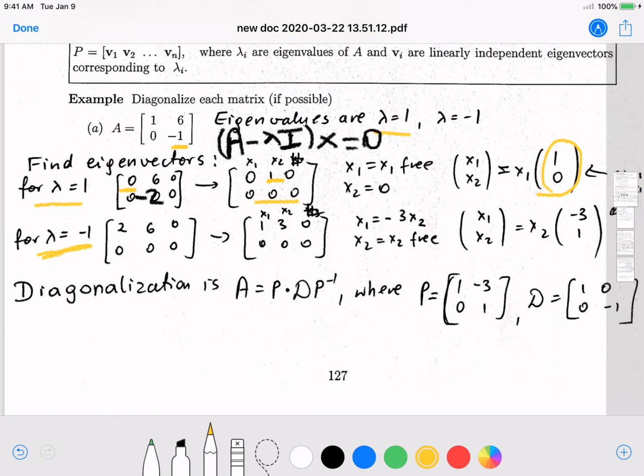Then for lambda equal to minus 1, I subtract minus 1, so I'm going to add 1 to the main diagonal. So 1 plus 1 is 2, and minus 1 plus 1 is 0. In that case, I'm getting this. When I solve this equation, I get the eigenvector right here. So I have 2 eigenvalues and 2 eigenvectors. My P matrix is made of the eigenvectors, and on the main diagonal of D, I put the eigenvalues. So the diagonalization is P D P inverse, where P is the matrix given here and D is the matrix given there.